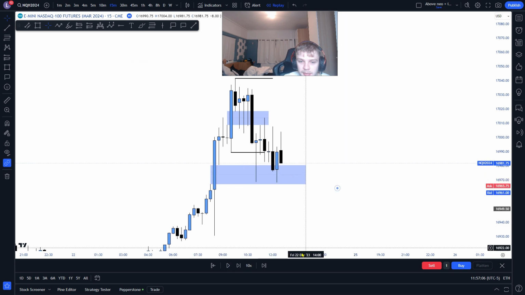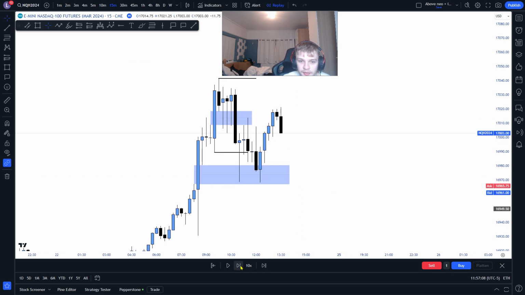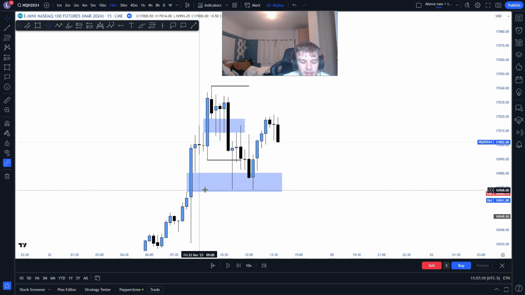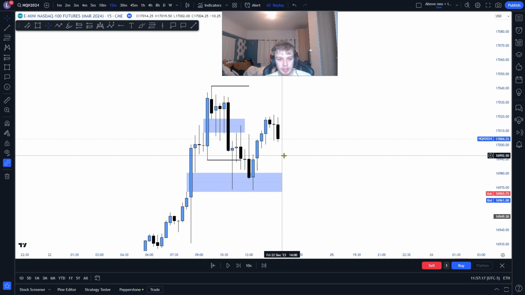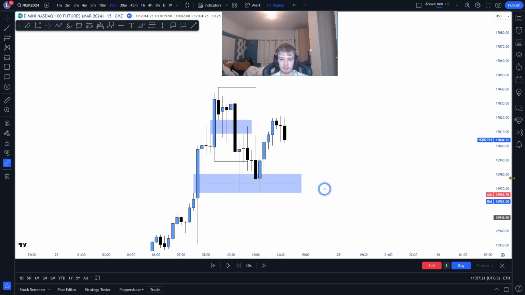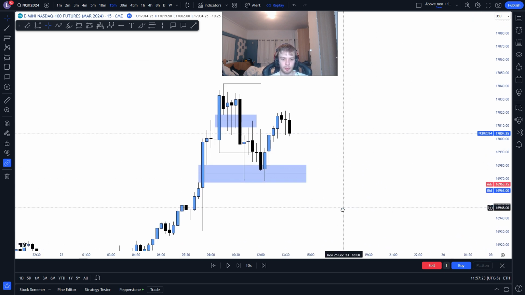So that is pretty much how you're going to want to use fair value gaps. You just wait, you see if they're being respected or not, and you don't have to trade fair value gaps specifically. You could use a different model. But if you use fair value gaps to your advantage, then they are extremely useful.